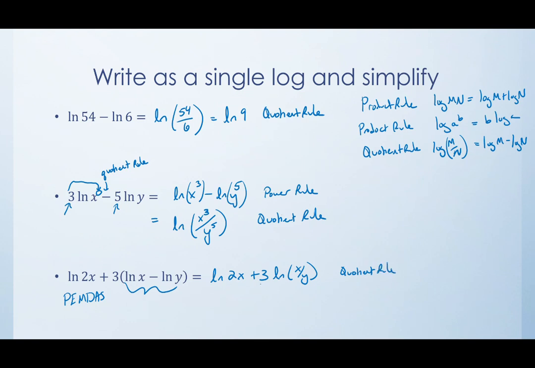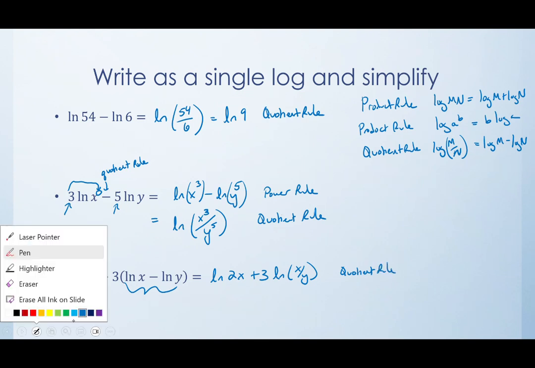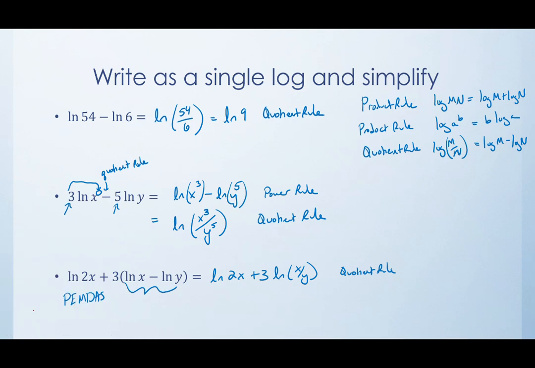Then we have our multiplication, right? Then we're going to say, oh, well, not multiplication, yeah, then we've got the power rule. But then we're going to look at the multiplication. We're going to say, oh, we're going to put that back in the log. So we've got ln 2x plus ln of x over y to the third, and all of that is inside the log. So that's our power rule.